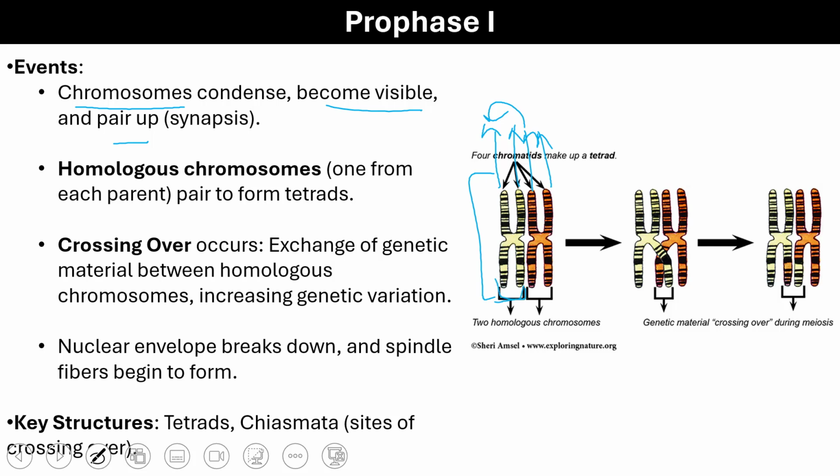Thus, for each other they are sister chromatids, and for the neighboring chromosome it is non-sister chromatid, but as a pair it is a homologous chromosome. So in total there are 23 such pairs in human beings. Where have these homologous chromosomes come from? One has come from the father and the other has come from the mother.